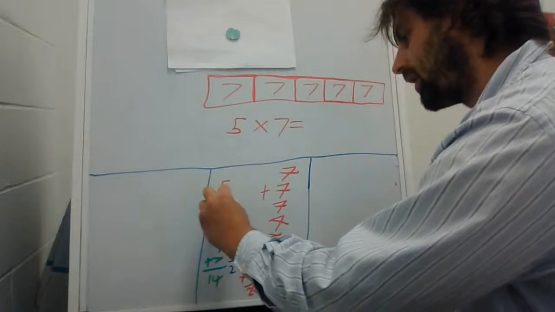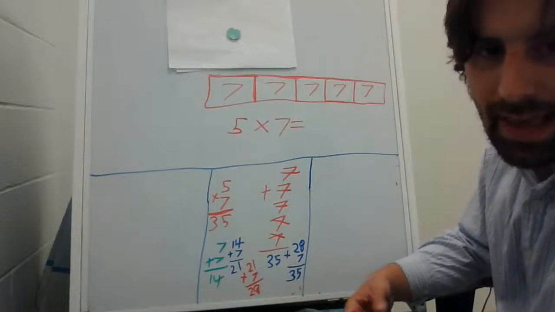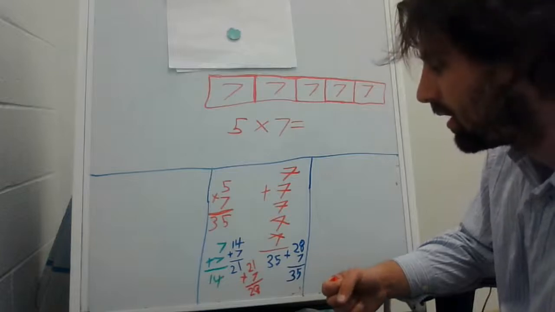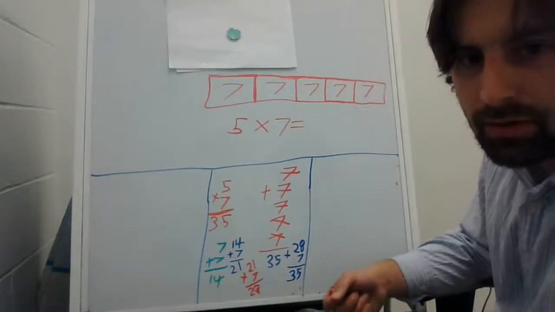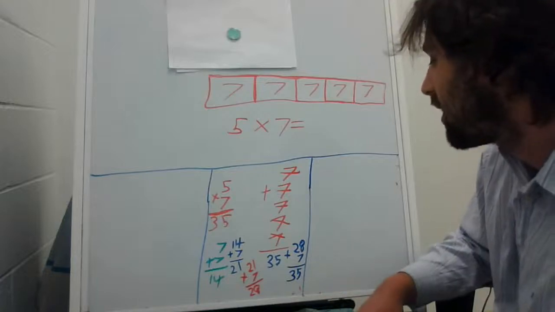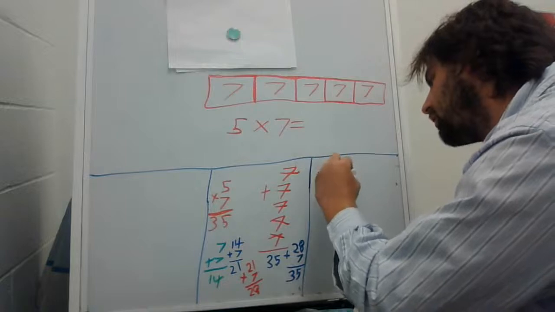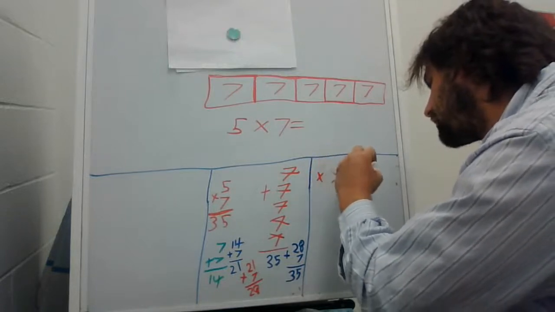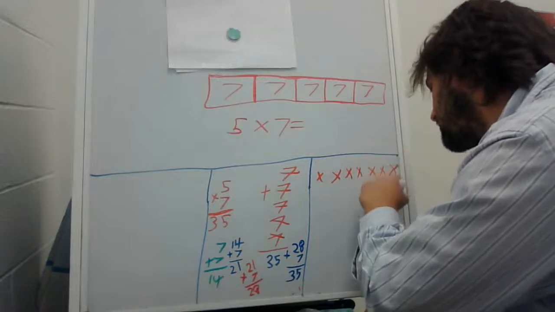All right, so now I'm going to show you 2 other strategies. If you're not able to skip count by 7s, or continuously adding 7s isn't the strategy that works for you, I'm going to do the 2 other strategies now. So now I'm going to make 5 rows with 7 X's in each row, and then I'm going to count the total number of X's.